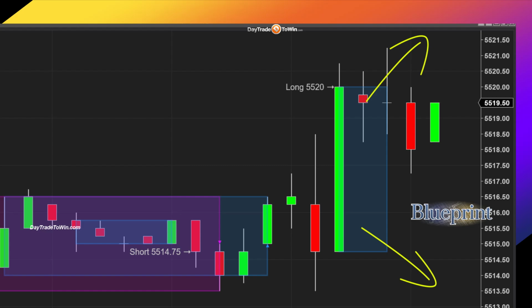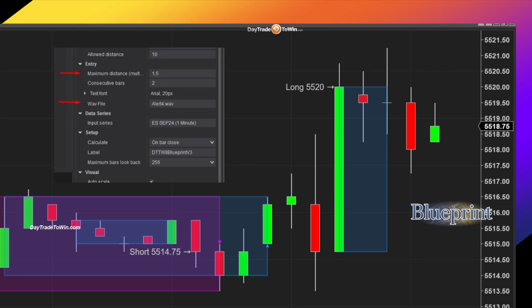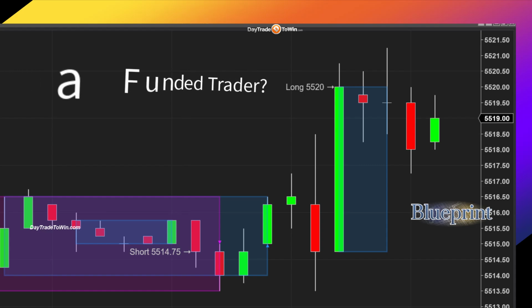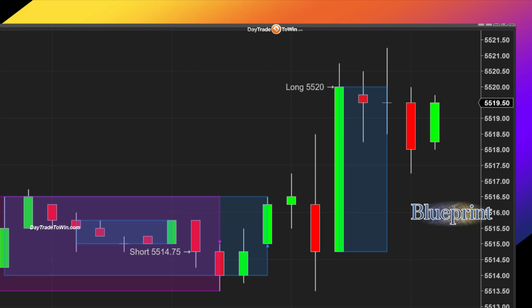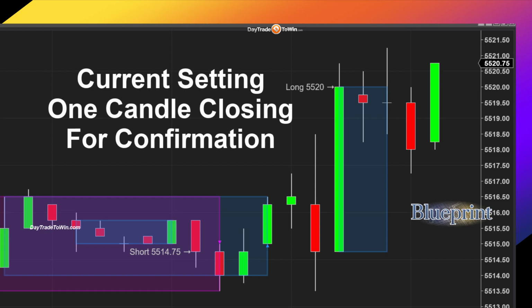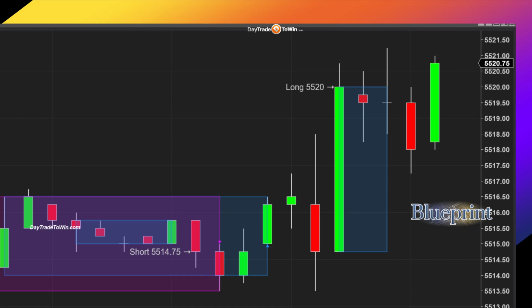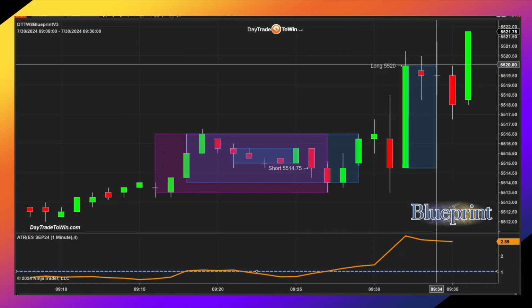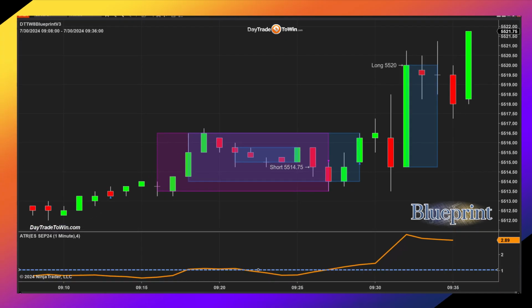Now there are a couple of settings here with the blueprint, and you can use this in conjunction with the other software we have, the Atlas line, the roadmap, which is really popular especially for the funded traders. So think about how many candles we want to see close as proof, because price action is based on proof. How many candles we want to see close either above or below this shaded box. Currently I have it set to just one candle closing above or below this shaded area, just like it did previously, will provide me a signal. That's the first price action rule we have, is wait for a candle to close above or below.